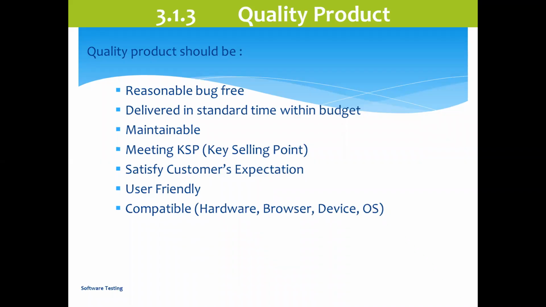Then operating systems. Windows is mostly used, so it should support Windows XP, Windows 7, Windows 2000, Windows 2007, Windows 2010, like that. If all these are present, we can tell that the software is compatible. If all these are satisfied by the product or software which is developed, then we can tell that it is a quality product. Otherwise, we cannot say it is good quality.